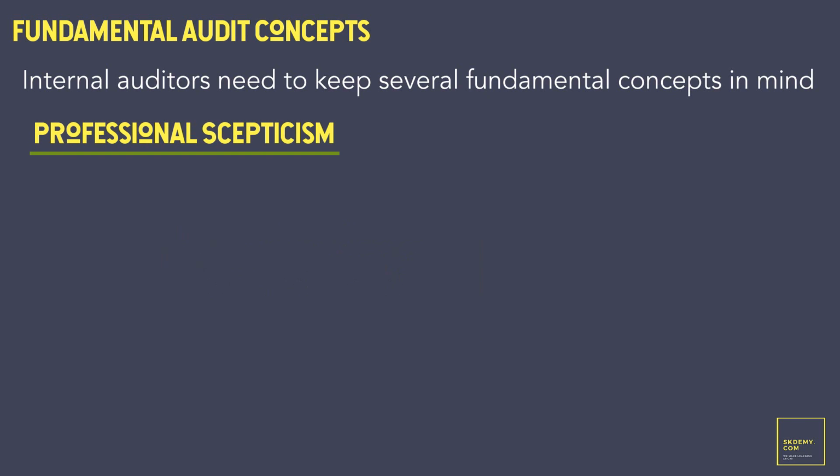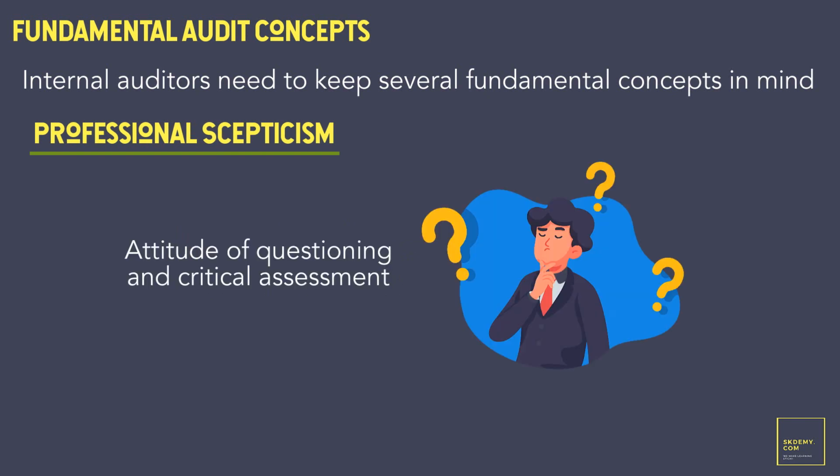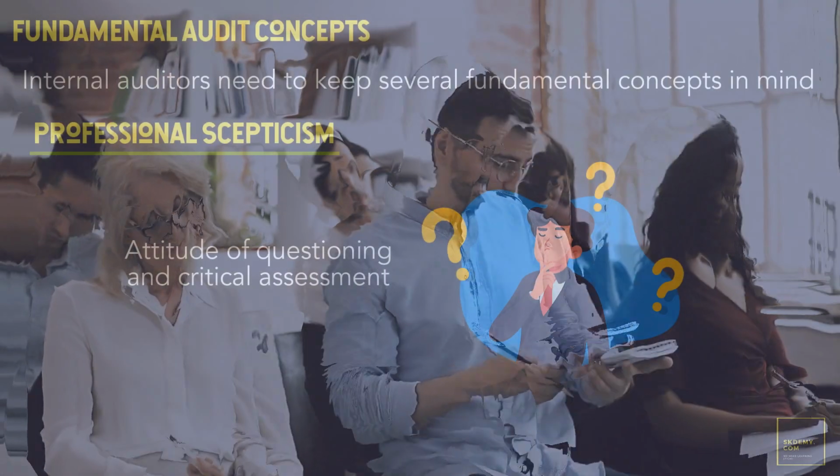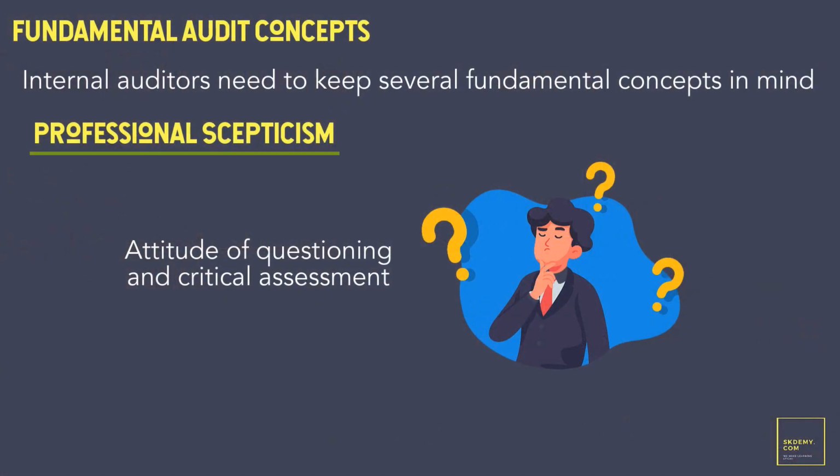Professional skepticism. Professional skepticism is an attitude of questioning and critical assessment that auditors maintain throughout the audit process. It involves being alert to conditions that may indicate possible misstatements, fraud, or non-compliance with regulations. By exercising professional skepticism, auditors can ensure that they do not overlook any potential risks or issues and that their conclusions are well-founded.